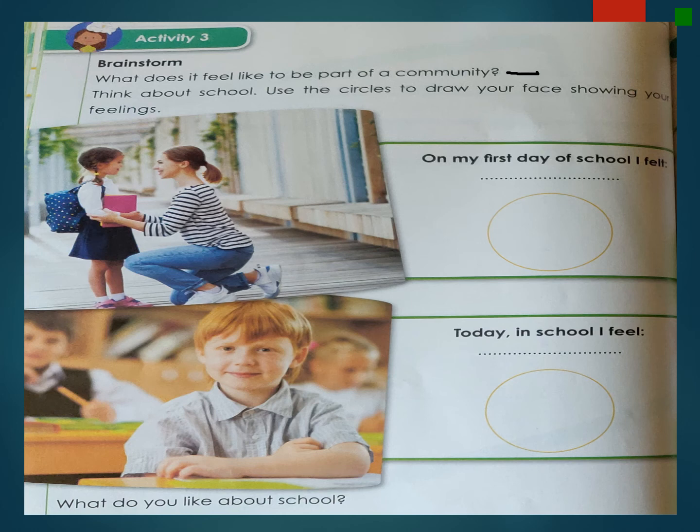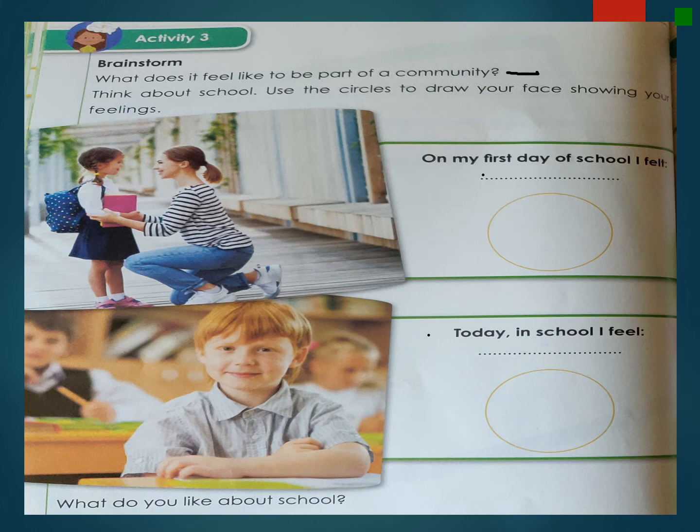Think about school. Use the circles to draw your face, showing your feelings. On my first day of school, I felt. How did you feel on the first day of your school? Write the word over here and then draw the relevant face here. If you felt happy, you will write happy and then you can draw a happy face. If you were excited, then you can draw an excited face. Then next, today in school, I feel. How did you feel today in school? Write the word, draw the face.